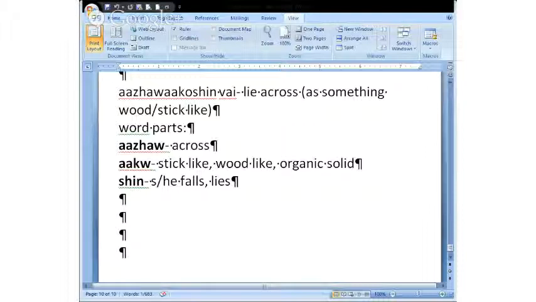So ajawakoshin, to use it in a sentence, would be if you're lying across a dock, or anything wood-like, or maybe you're on a table or something, but I think of a dock right away when I use ajawakoshin, to lie across something wood-like.